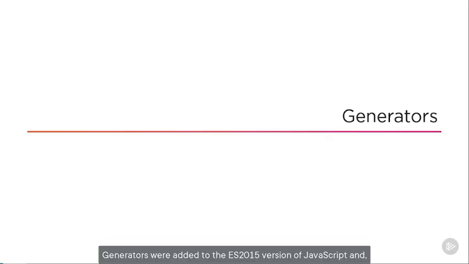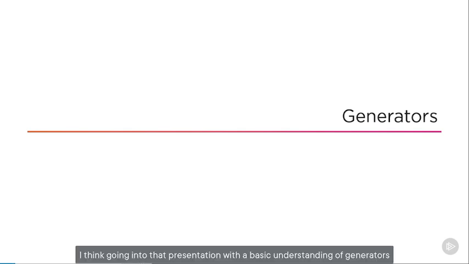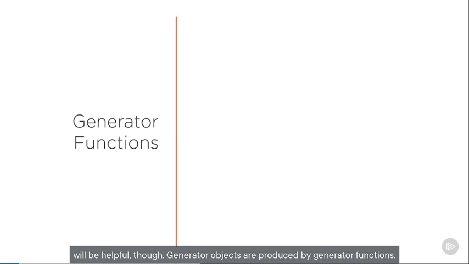Generators were added to the ES 2015 version of JavaScript and, along with promises, form the technical foundation for the async and await keywords we'll examine shortly. I think going into that presentation with a basic understanding of generators will be helpful though. Generator objects are produced by generator functions.